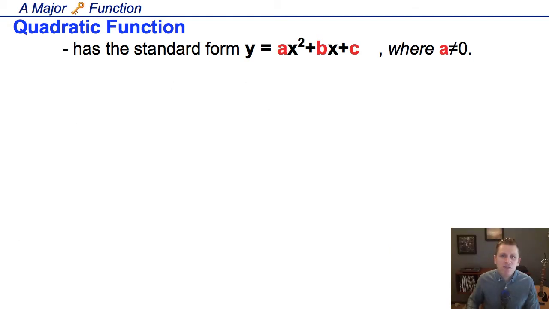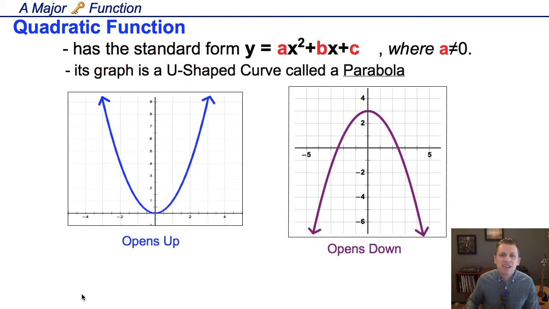When you graph one of these quadratic functions, what you get is a U-shaped curve called a parabola. There's two ways this could look. For a quadratic function, the parabola could open up or it could open down. Sometimes what I'll say is this opens up like a cup and this opens down like a frown.